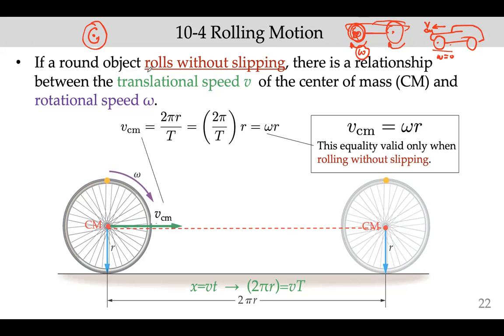But if you have this condition satisfied, rolling without slipping, that's very important, then there's a relationship between this center of mass or linear or translational speed as a whole and the angular speed of the tires. Now, what is that relation? We are going to find it here.